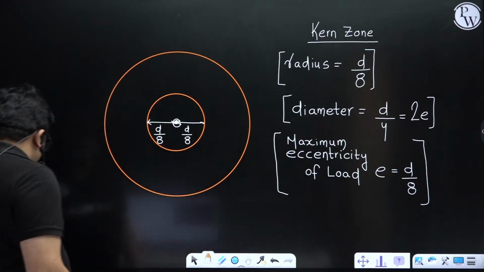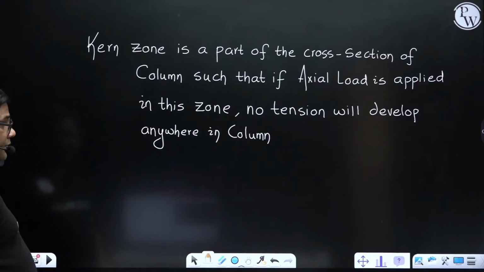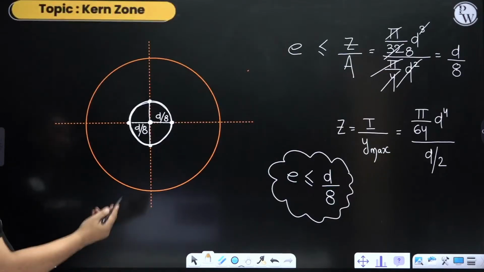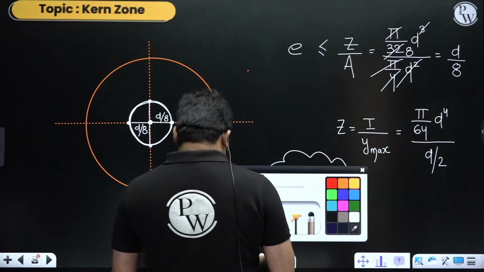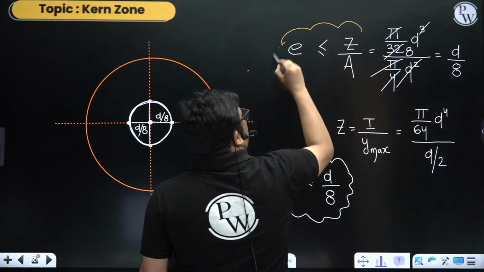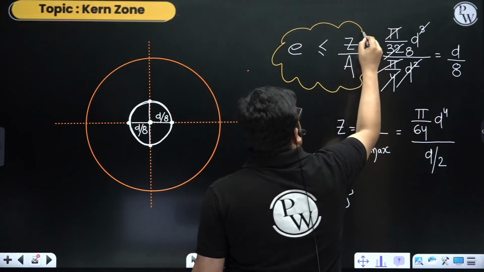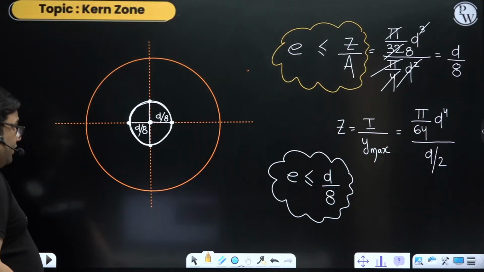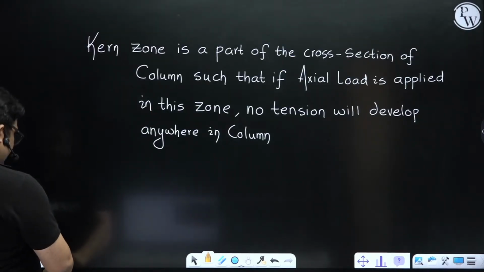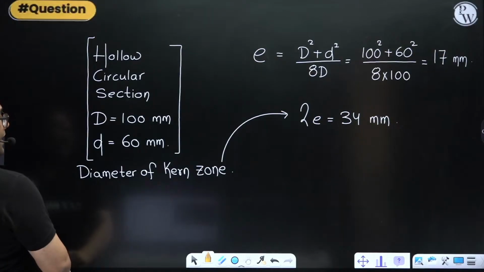And if you forget the formula, always remember you can derive it. How? Z by A. This is the core formula which we derived initially. You know how to find Z, you know how to find A. Let us see what happens for a rectangular cross section.